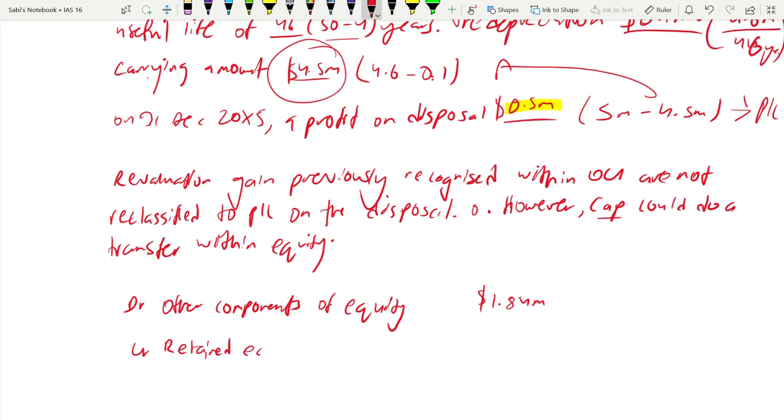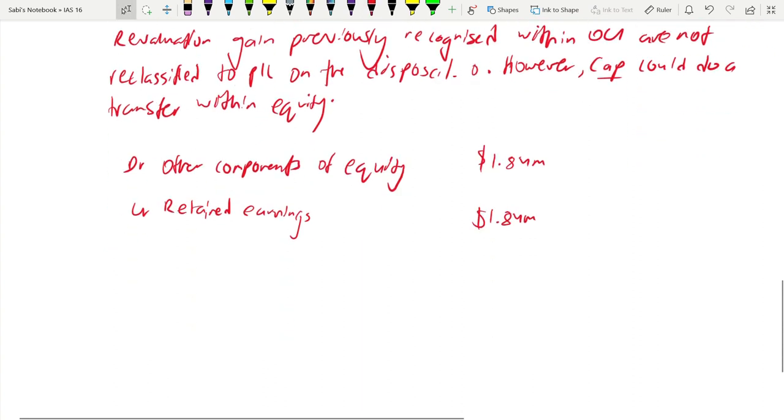So when you're disposing it, you can do this transfer. From components of equity, you can bring it to retained earnings. This is allowed. This is how you show. Do you understand? So we are done with the building completely. Now we are moving on to the machine. The next, this is easier.